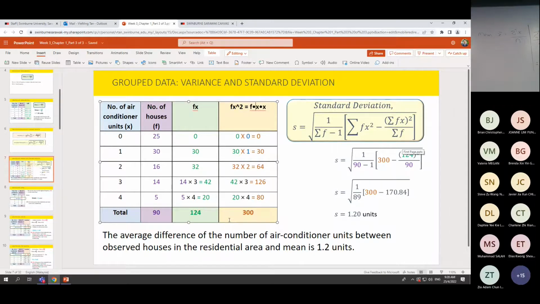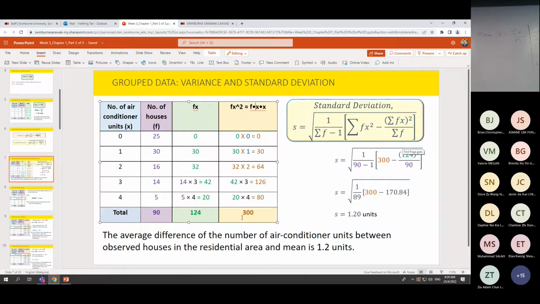Okay, then the next step is we try to total up all the fx square values: 0 plus 30 plus 64 plus 126 plus 80, you'll get 300. So you need to get ready the 4 columns for the frequency table before you can get the variance or standard deviation. Get ready the x column, f column, fx, and fx square column, and then total out the values for fx and fx square. That is the technique for calculating the standard deviation. So far, so good? Any questions so far?